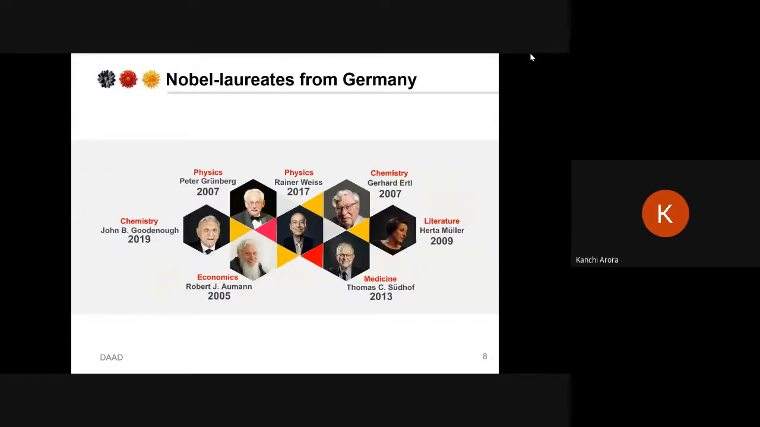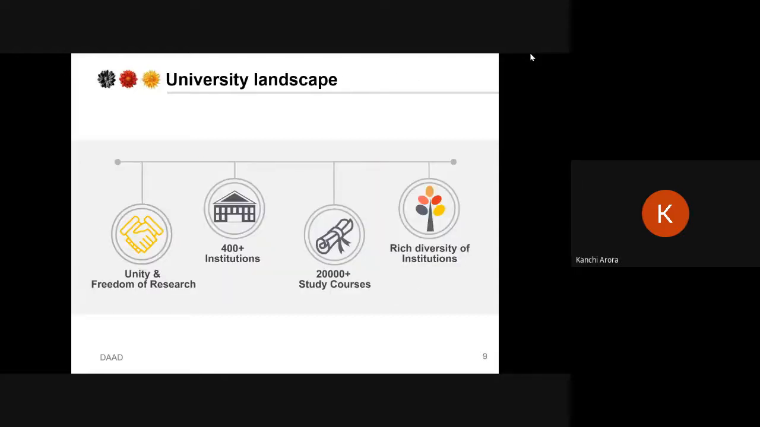Of course, Germany is famous for its research, and thus you have a lot of Nobel laureates also from the country. Since you are interested in masters in your higher education in Germany, it is extremely, extremely important for you to know the university landscape in Germany. So there are more than 400 institutions: universities, universities of applied sciences, research institutions, etc.